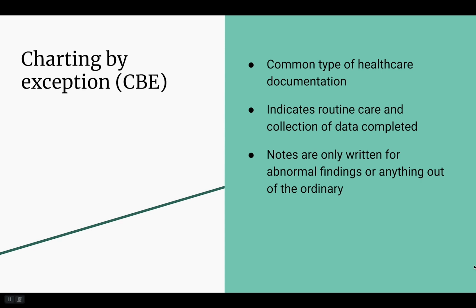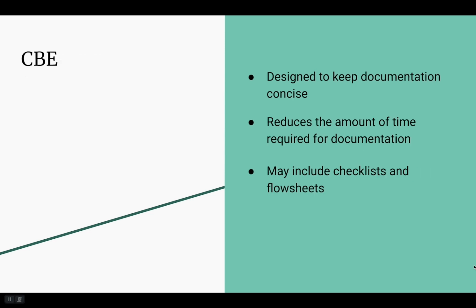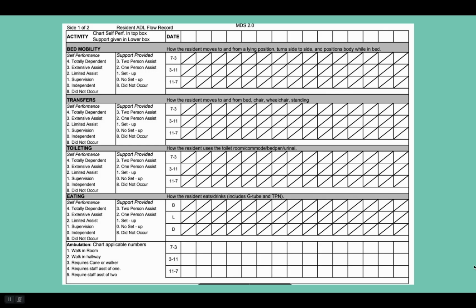CBE is a common type of healthcare documentation indicating routine care and collection of data were completed. Notes are only written for abnormal findings or anything out of the ordinary. CBE is designed to keep documentation concise and reduce the amount of time required for documentation. CBE may include checklists and flow sheets as efficient means of documenting that standards of care have been provided. For example, nursing assistants may document activities of daily living (ADL) or vital signs on a flow sheet.